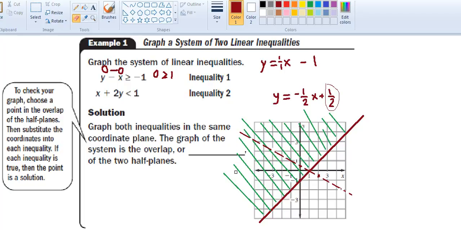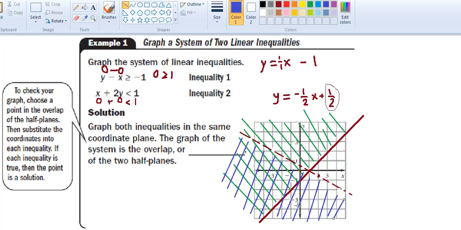Now we've got to determine, is the origin test going to work? Now you can see this line rises a little bit above the origin. So we can use the origin test. We're going to put a 0 where the x is and a 0 where the y is. So it's 0 plus 2 times 0, which is 0, less than 1. Now that is going to be a true statement. So since that's true, with the dashed line, we've got to shade everything that is below the dashed line because the origin's right here.